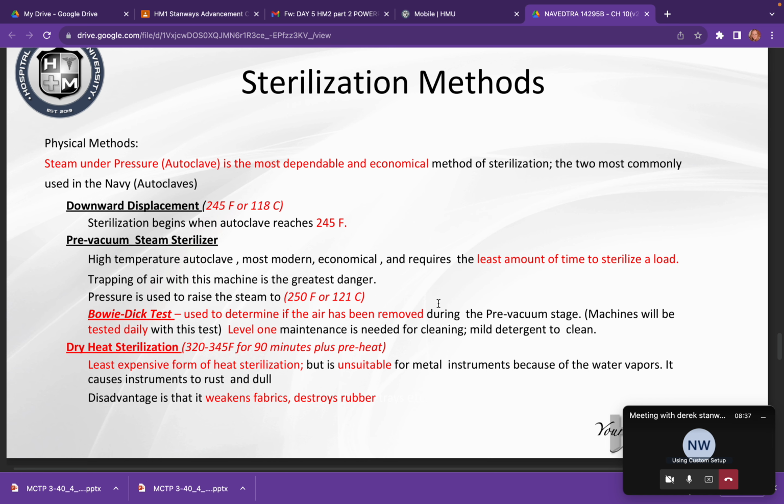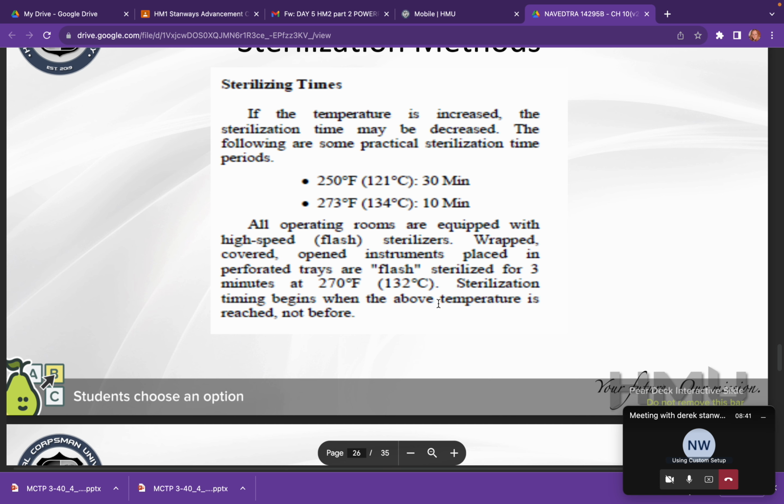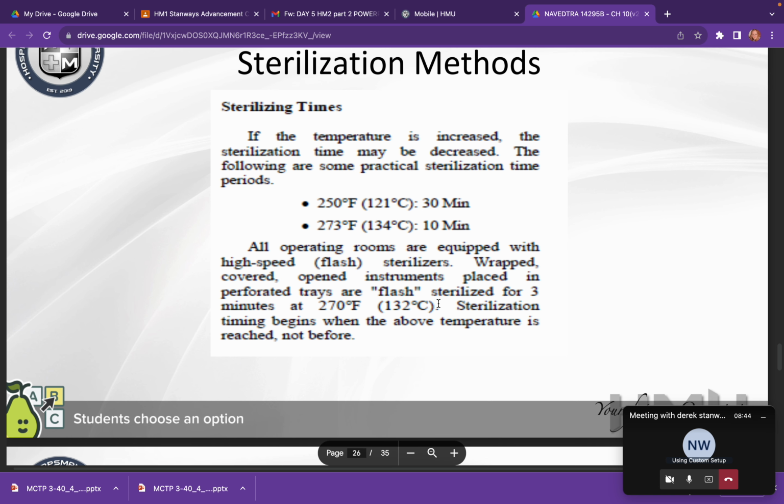Sterilizing times. If the temperature is increased, the sterilization time may be decreased. The following are some practical sterilization time periods: 250 degrees Fahrenheit for 30 minutes and 273 degrees Fahrenheit for 10 minutes. All operating rooms are equipped with high-speed flash sterilizers. Wrapped, covered, open instruments placed in a perforated tray are flashed, sterilized for 3 minutes at 270 degrees Fahrenheit. Sterilization timing begins when the above temperature is reached and not before.